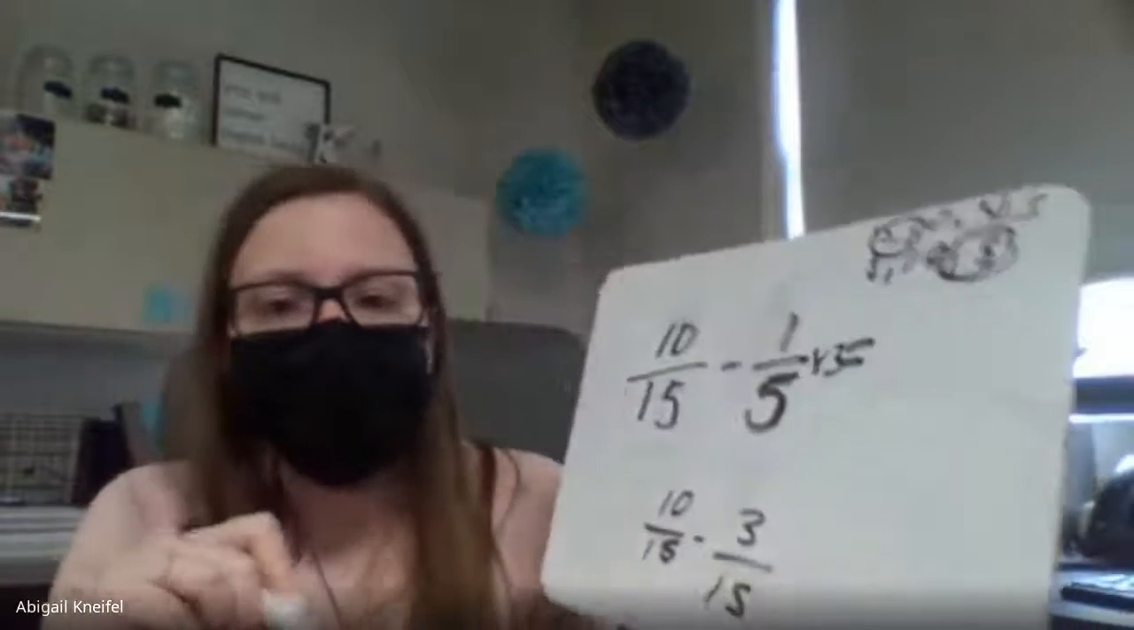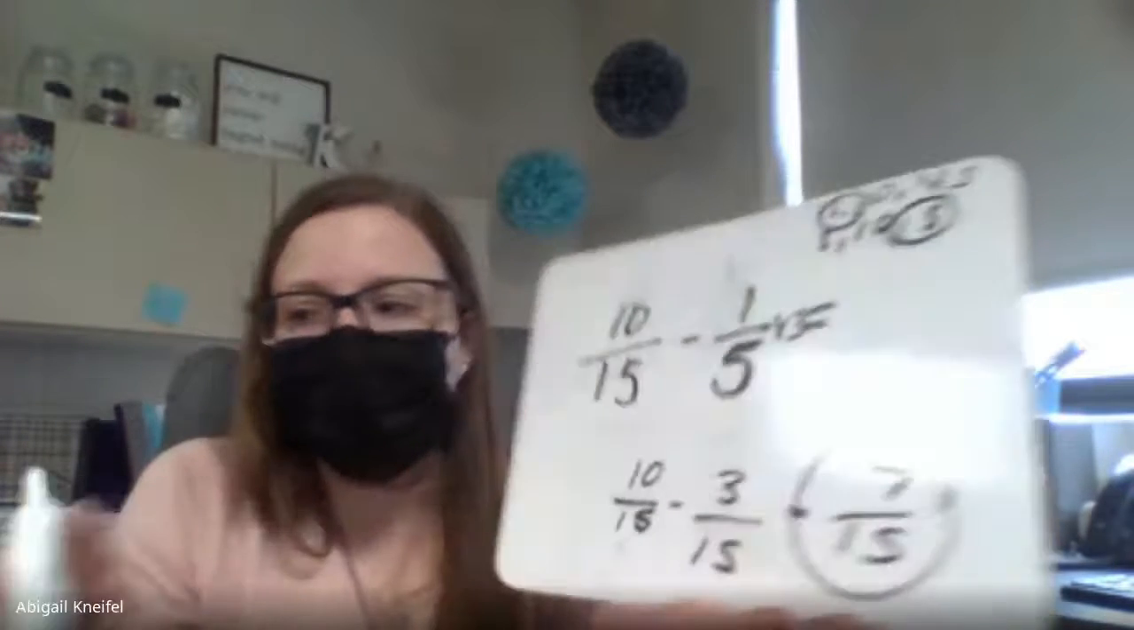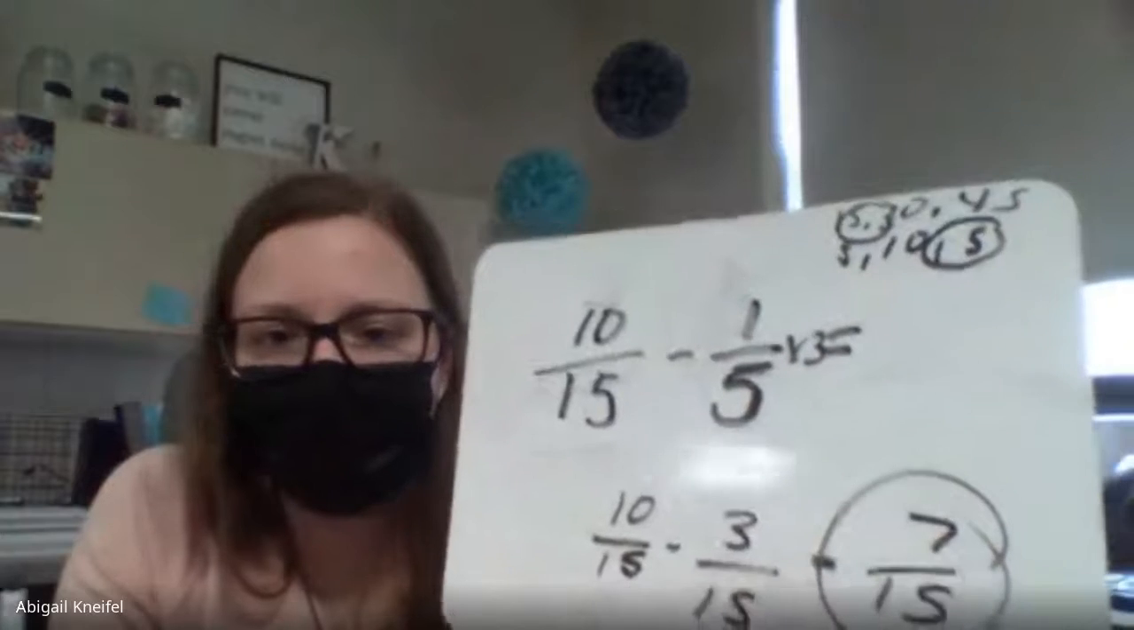5 to get to 15 is times 3. 3 times 1 is 3. My new problem is 10 fifteenths minus 3 fifteenths. 10 minus 3 is 7. 15 goes over. My final answer should be 7 over 15. Let me see your boards.